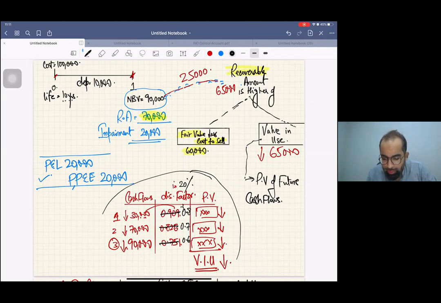And now just think, when your discount factor goes down, your present value will also go down. And when your present value goes down, your value in use will be affected. Your VIU will go down. And yes, this is the hint of impairment.